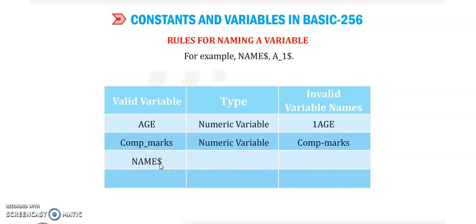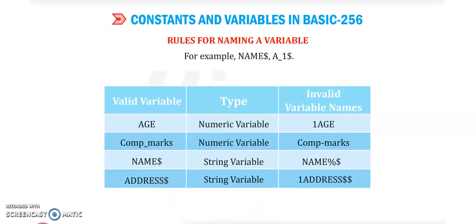Next, name$ is also a valid variable. It is a string variable because of the dollar sign at the end. name%$ we cannot write; we should write only the dollar sign at the end, and the percent sign we cannot put, so it is invalid. Now address$ is also a valid variable name and a string variable because of the dollar sign at the end. The invalid one is 1address$, because the first character is a number, so we cannot take a number.